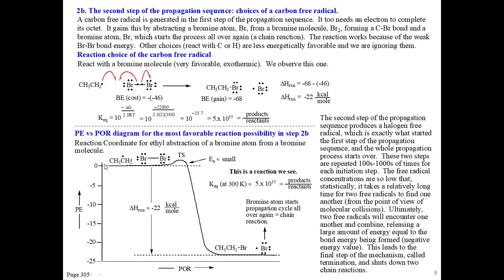Now this potential energy versus progress of reaction diagram is much different. This is way, way, way downhill, and gets us to a point that starts the whole reaction over. So that's our chain reaction part right here. This will go on, say, hundreds to thousands of times per cycle. So once we get a bromine atom, then we're going to make a whole lot of product until we get to that termination step.